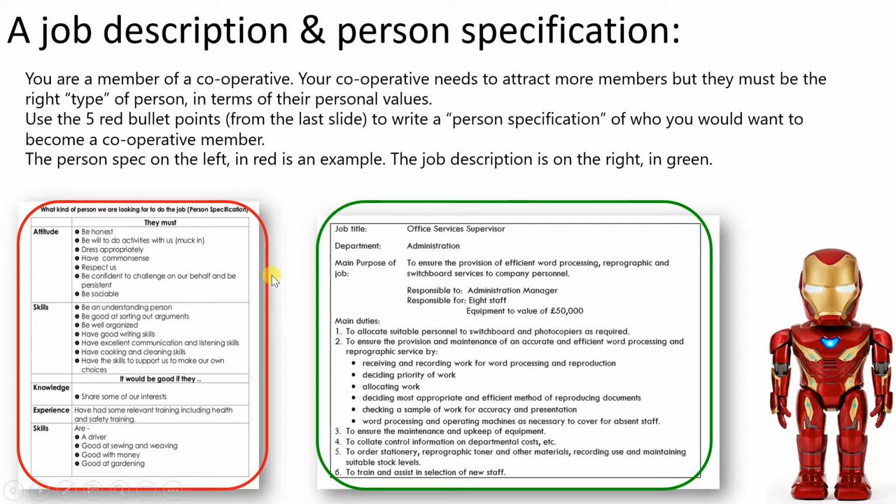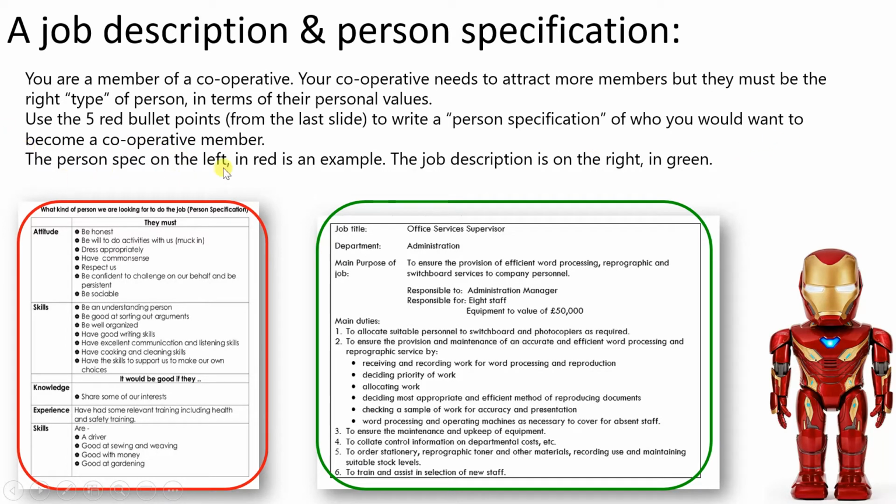and we're only doing this in terms of a classroom exercise. So let's have a look at the scenario. You are a member of a cooperative. Your cooperative needs to attract more members, but they must be the right type of person in terms of their personal values. Use the 5 red bullet points from the last slide to write a person specification of who you would want to become a cooperative member.